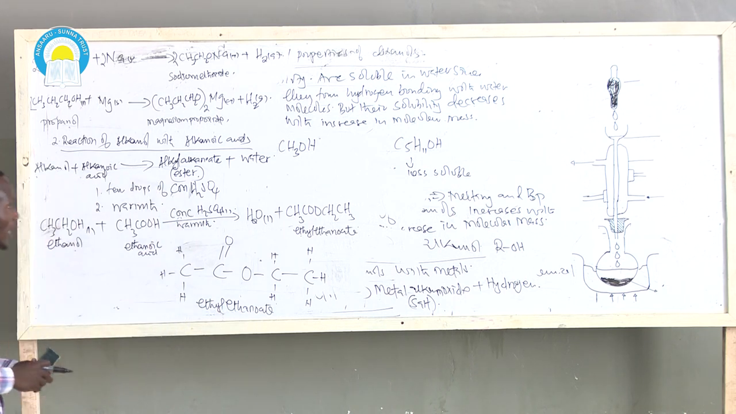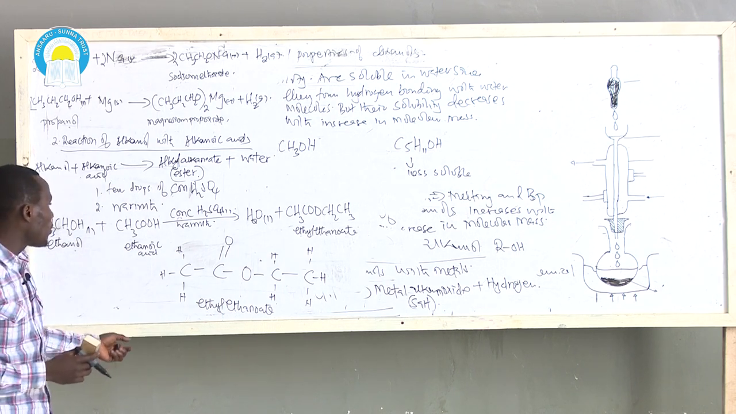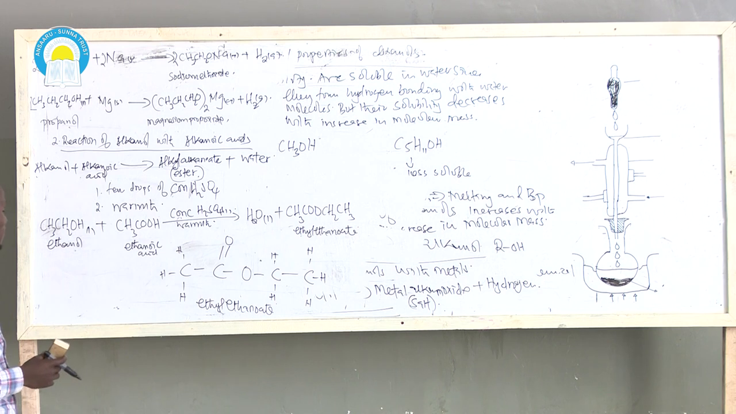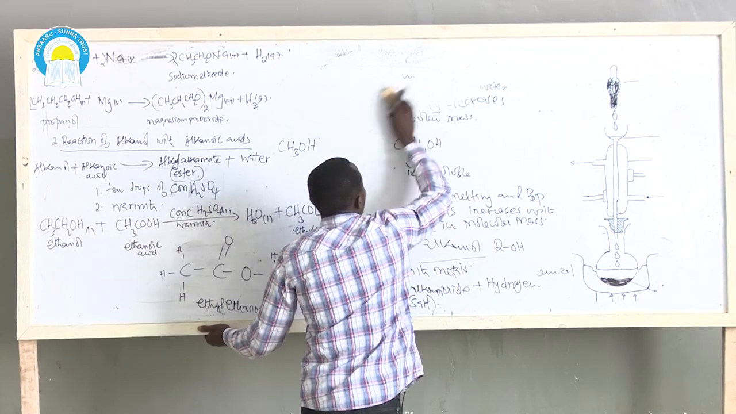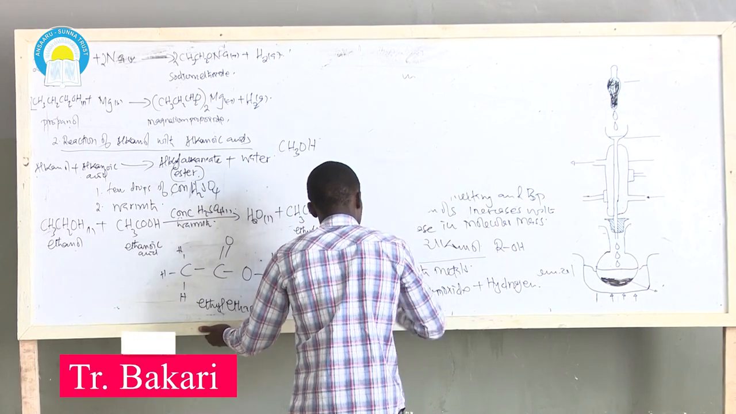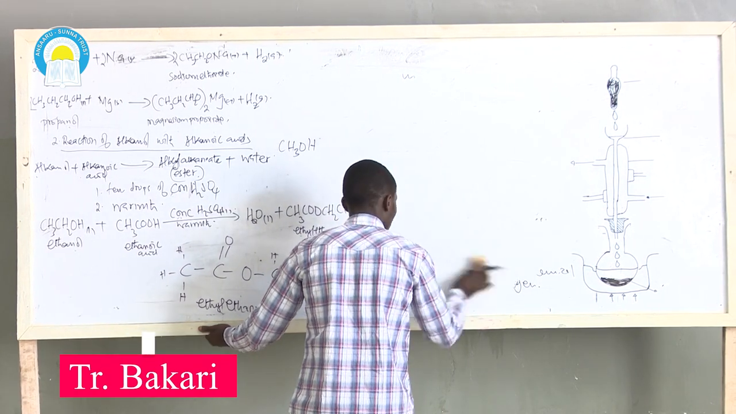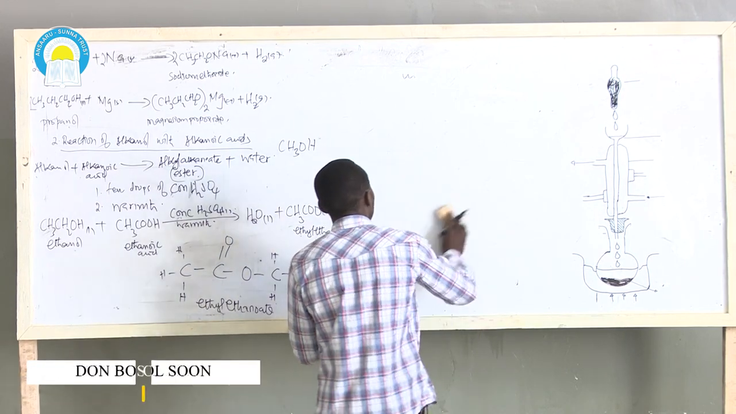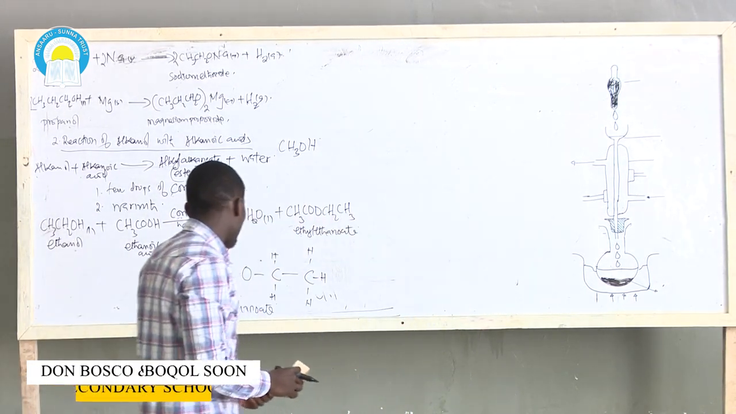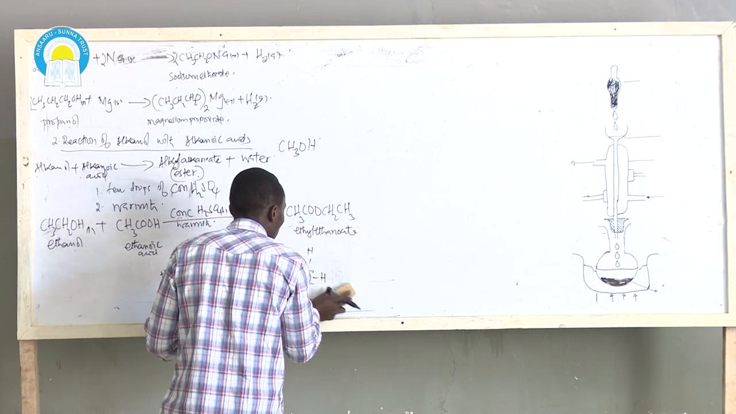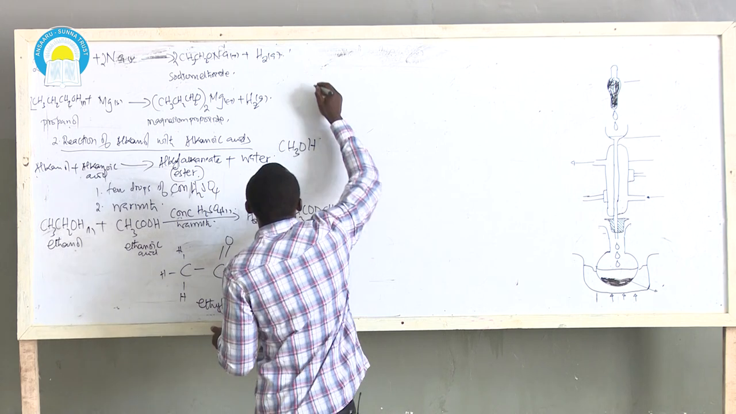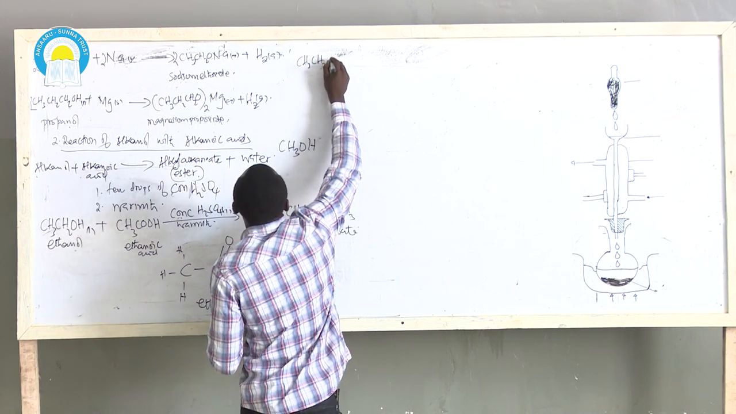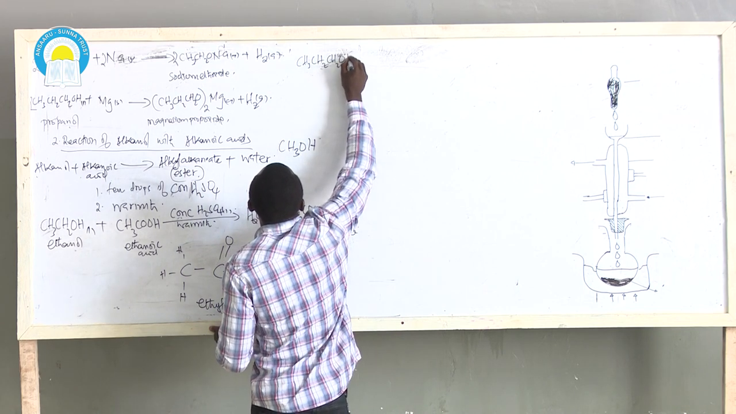Ethyl ethanoate. Let's have a look at a different structure. For example, maybe we use propanol plus ethanoic acid. So we draw the structure of a reaction between propanol and ethanoic acid. So we have propanol, which is CH3, CH2, CH2, OH.